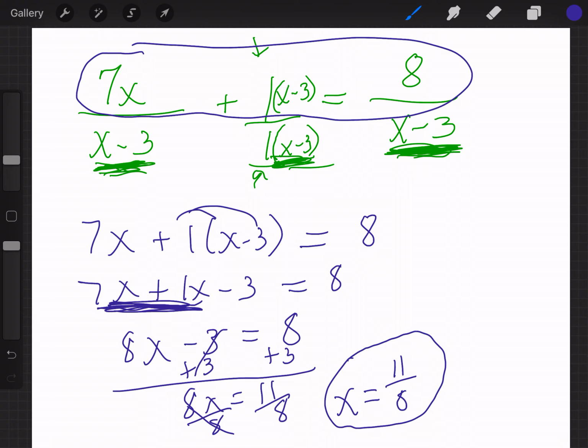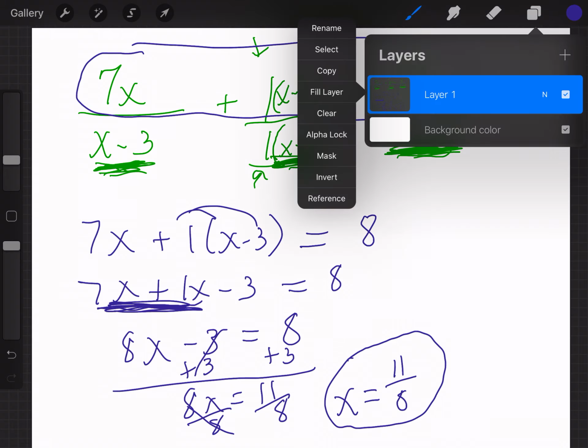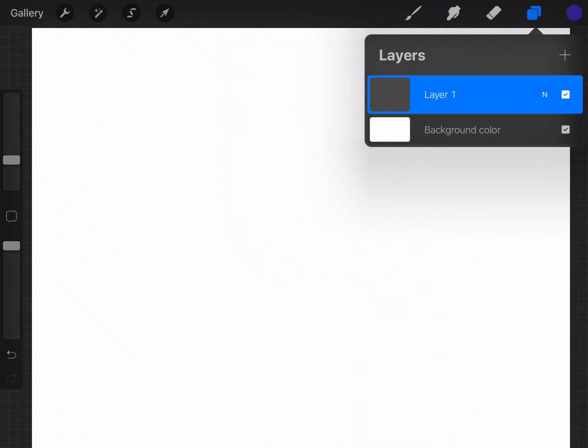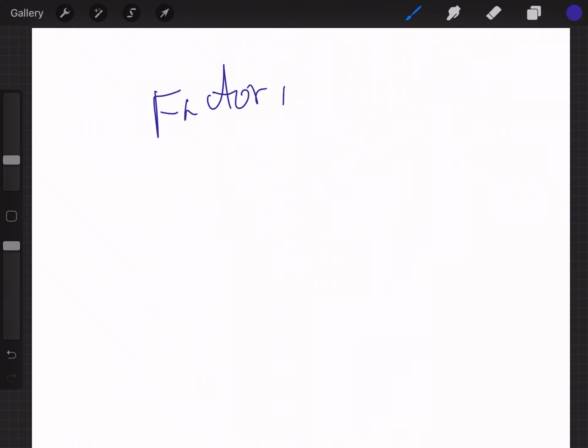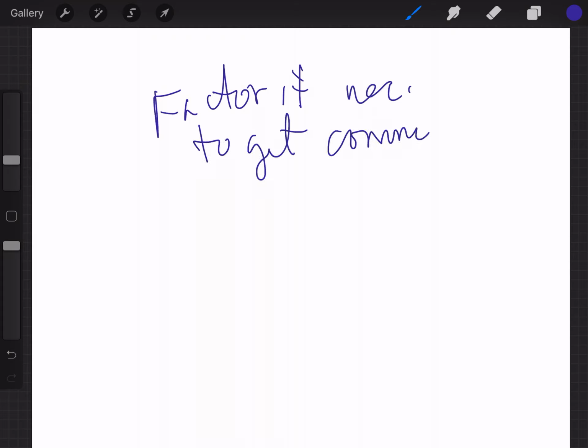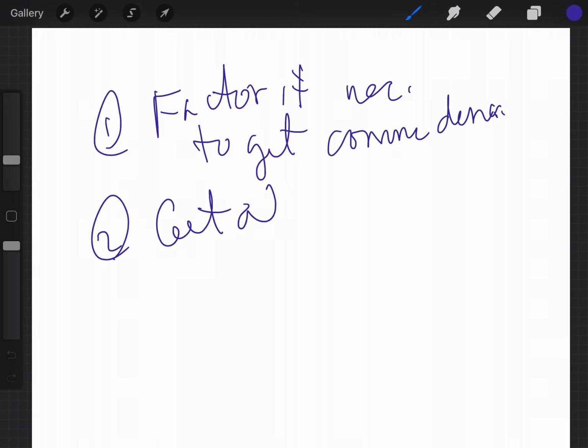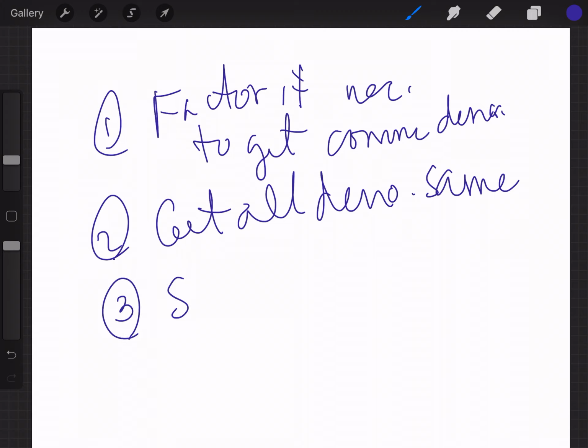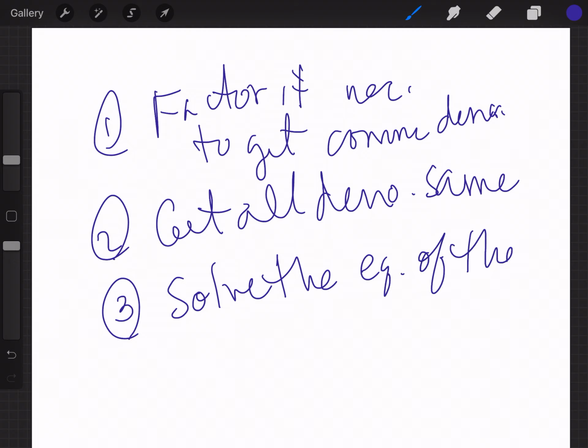So, again, the main thing you need to do on these is factor, if necessary, to get a common denominator. Get all denominators the same. That means multiply on top and bottom. And number 3, then you're going to solve the equation of the numerators. So that's about it.